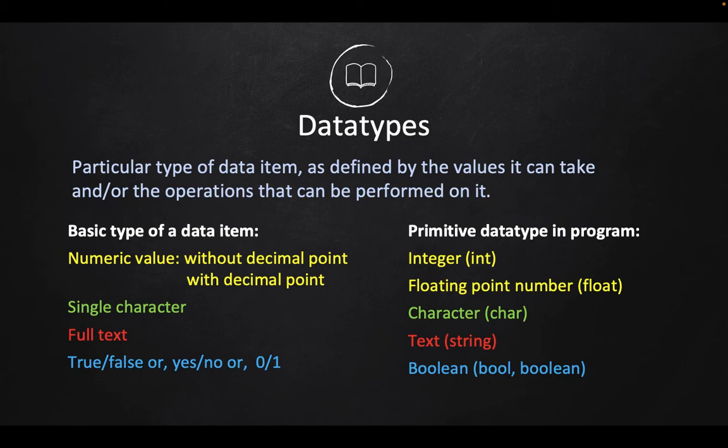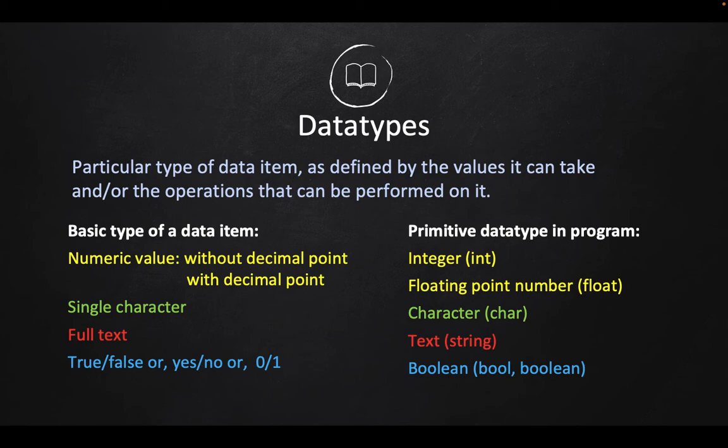A data type is a particular type of data item as defined by the values it can take or the operation that can be performed on it. The type of data can be many. For example, it can be a numeric type. Again, when it is numeric, it may not have a decimal point, which is called an integer, or it may have a decimal point, in which case it is called a floating point number.